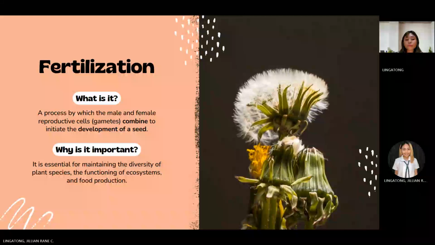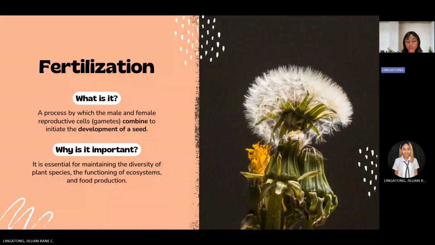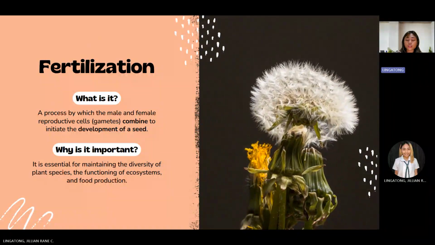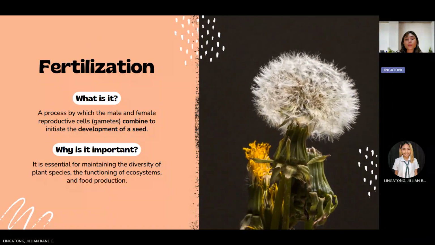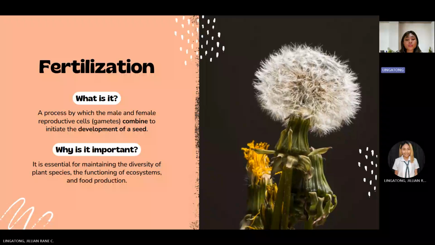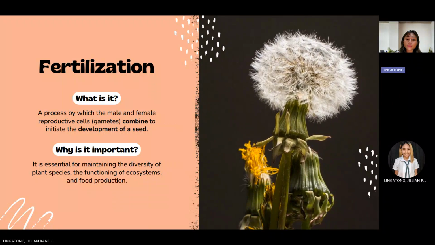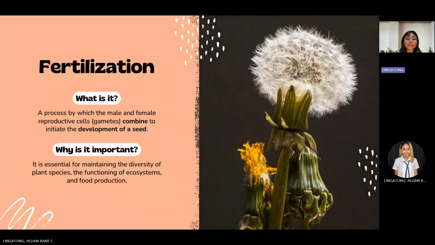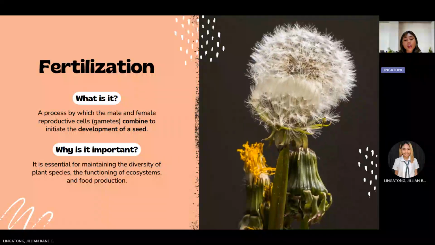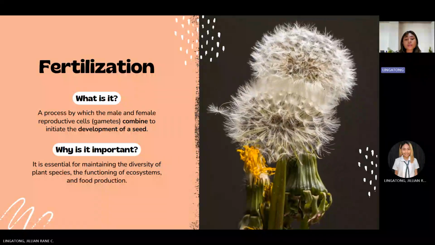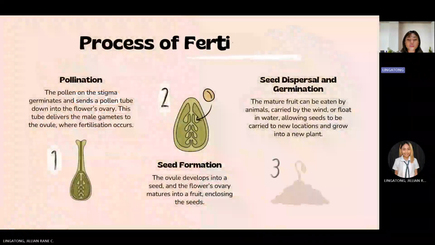After pollination comes fertilization. So what is fertilization? Fertilization is the process by which the male and female reproductive cells combine to initiate the development of a seed. Why is it important? It is essential for maintaining the diversity of the plant species, the functioning of ecosystems, and food production.